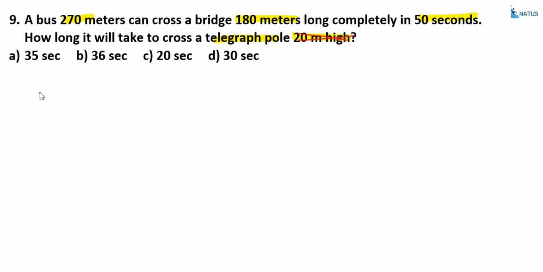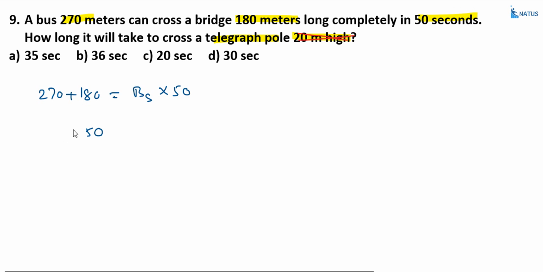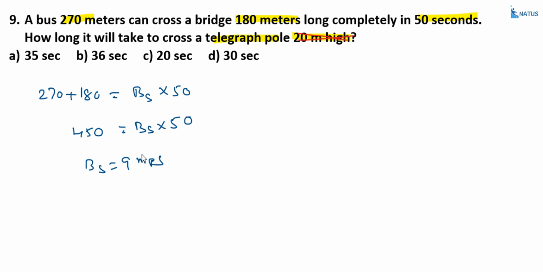So what is the total length? That is equal to 270 plus 180, completely in 50 seconds. What is the speed of that bus? Let us take the speed times 50 seconds. This is in meters and this is in seconds, so no need to convert to kilometers per hour. 450 is equal to bus speed into 50. So the speed of the bus is 9 meters per second.